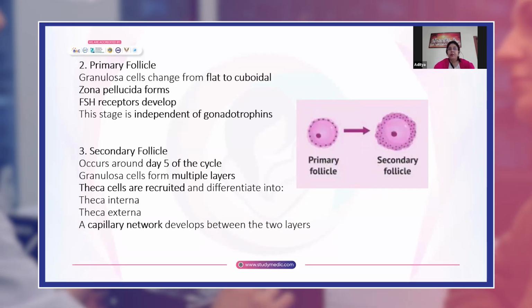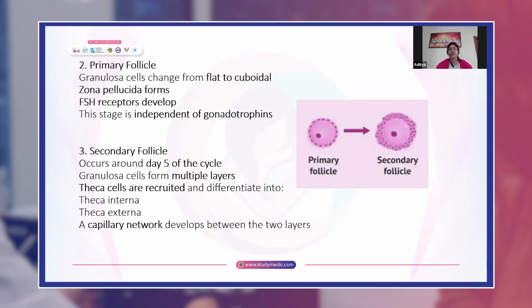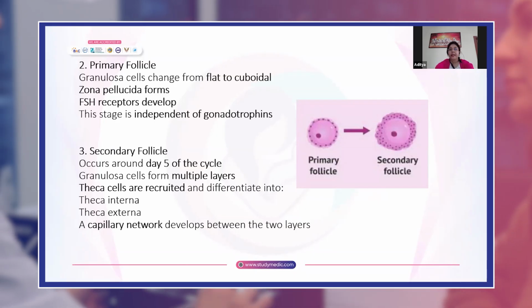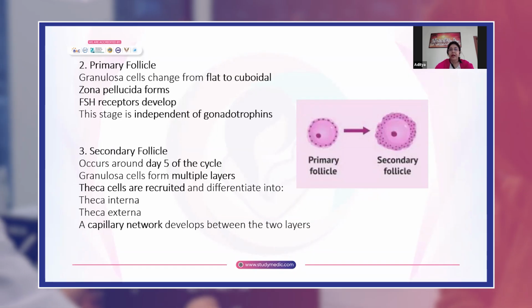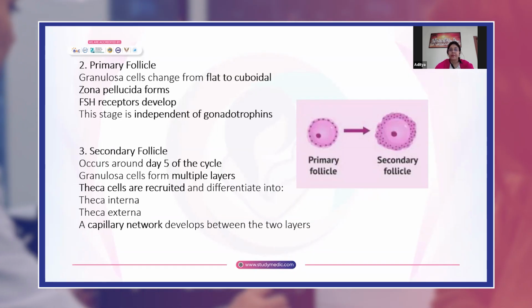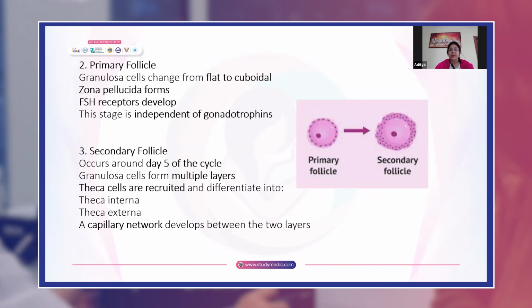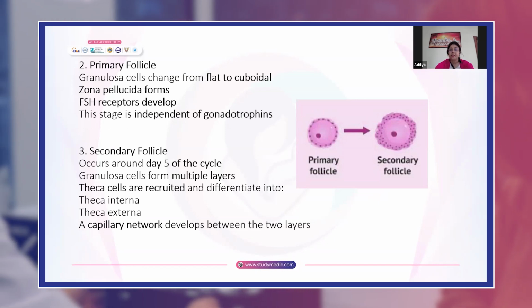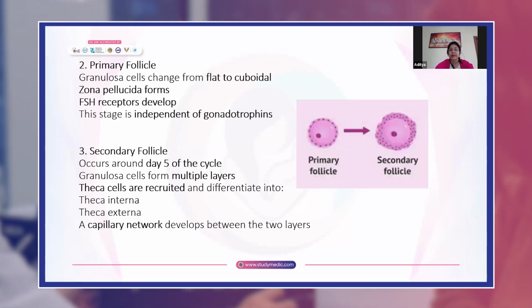In the primary follicle, the granulosa cell changes from flat to cuboidal, and then it forms the zona pellucida. The FSH receptor develops here, and this stage is independent of gonadotropin. While in the secondary follicle, which occurs around the fifth day of the cycle, the granulosa cells form multiple layers, and the theca cells are differentiated into the theca interna and theca externa. And a dense capillary network develops between these two layers.